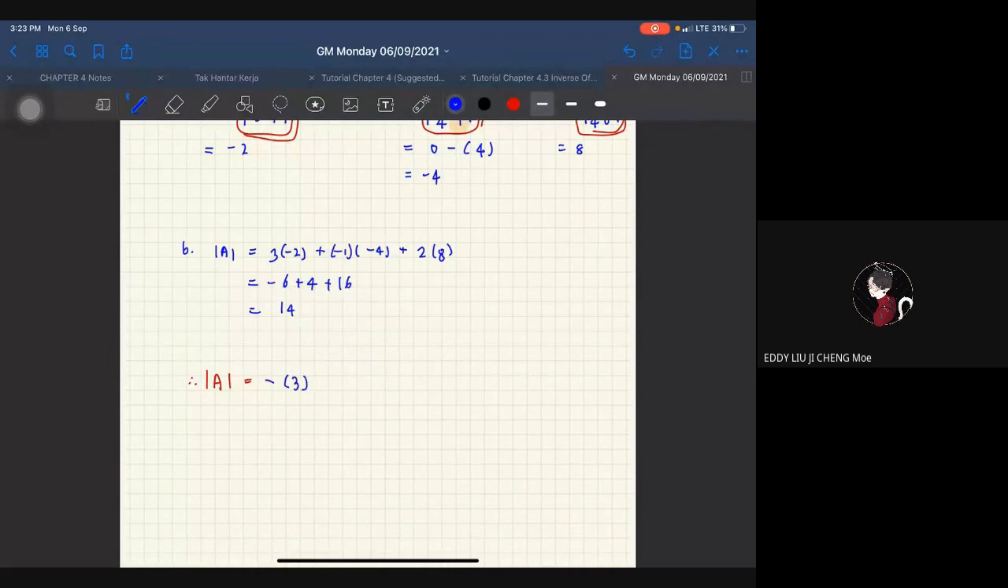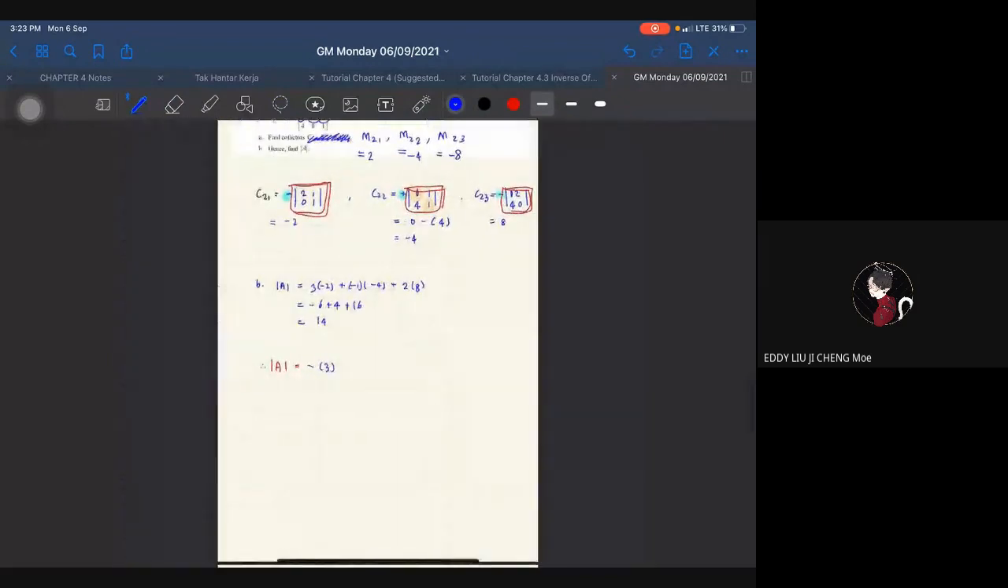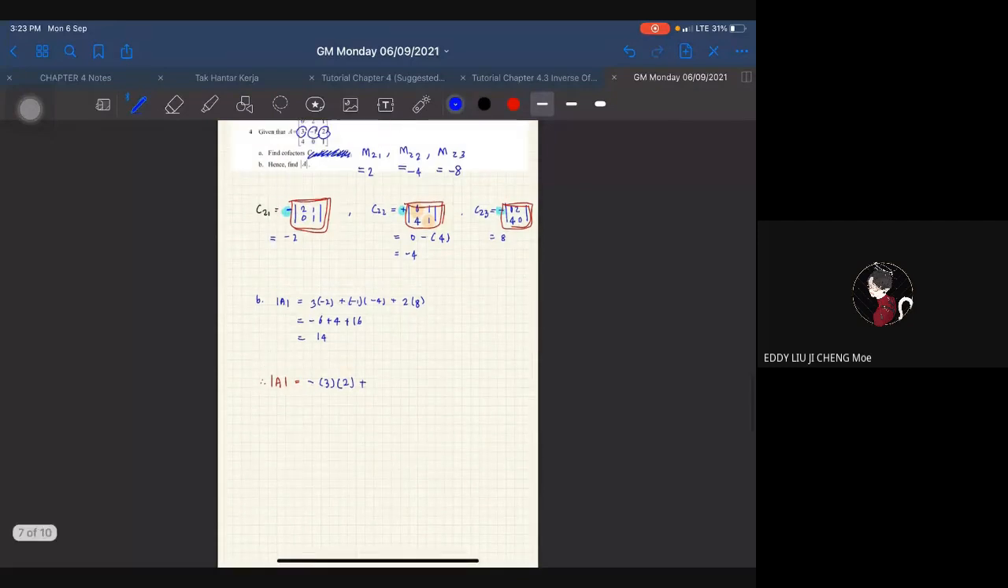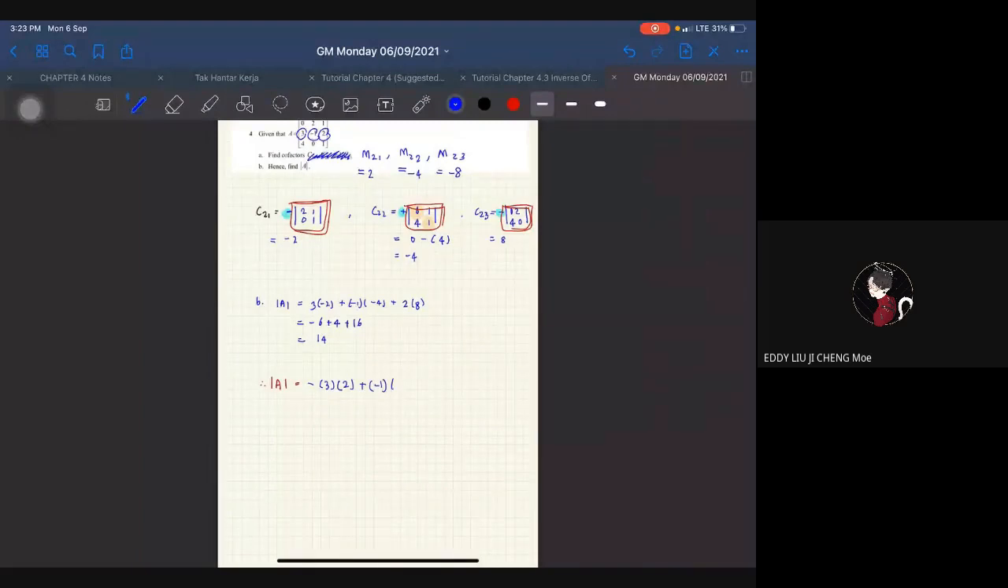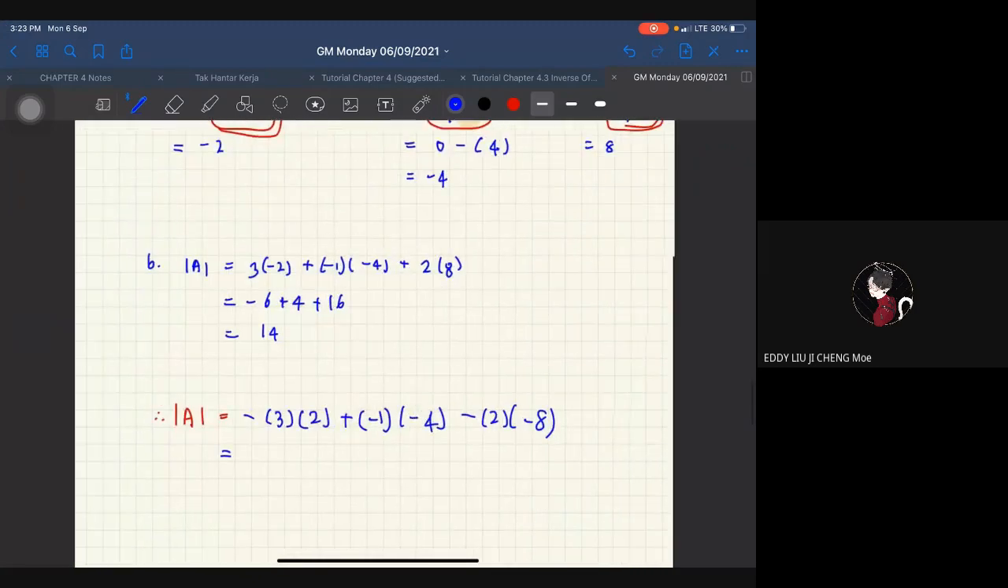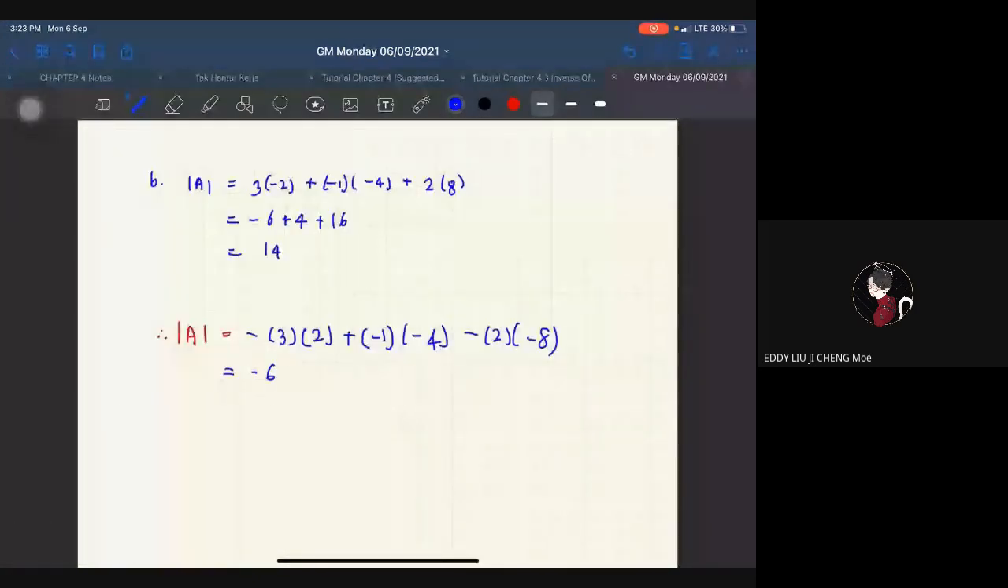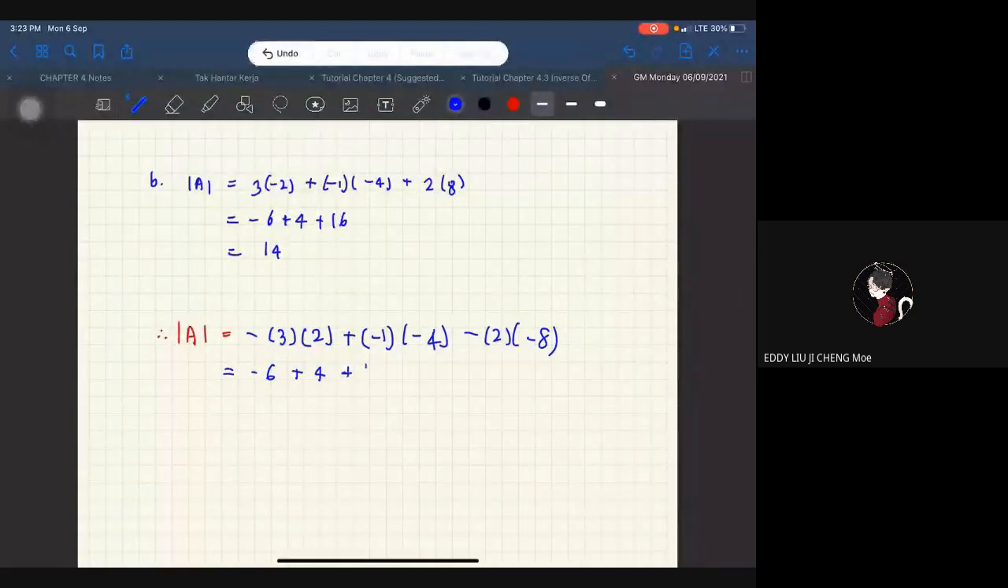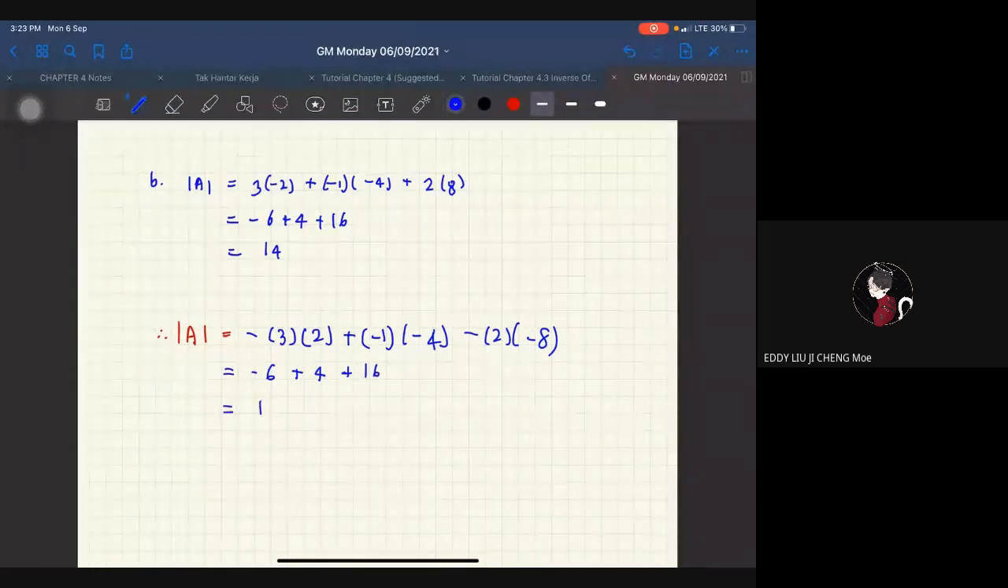Okay, so multiplykan dia. Padam balik lah. Okay, so the first sign is negative. So you have 3. And then the first minor is 2. Okay, and then you plus. So the second element is -1 multiply with your second minor, which is -4. Okay, and then lastly will be negative. So minus the element that you have 2, and then times with your minor -8. Okay, so let's try to calculate this one. Okay, so you have -6 over here. And then you have plus 4. And then lastly, you will have plus 16. Okay, so awak akan ada 14.